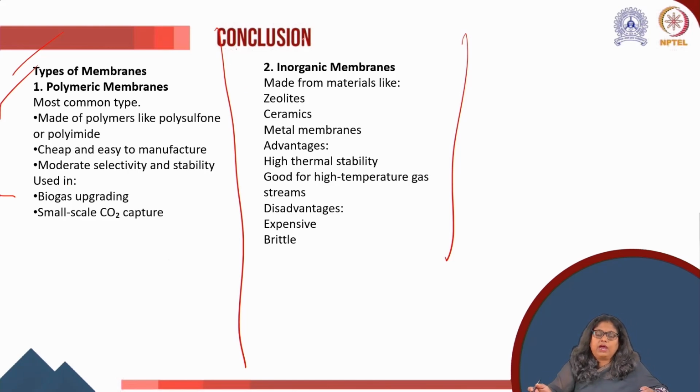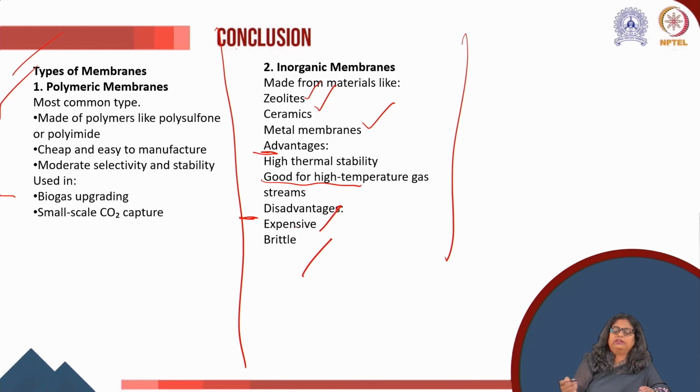The second is the inorganic membrane. It is made from materials like zeolite, ceramics and metal membranes. What is the advantage of this one? High thermal stability, and it is good for high temperature gas streams. And what is the disadvantage? It is expensive, and it is also brittle.